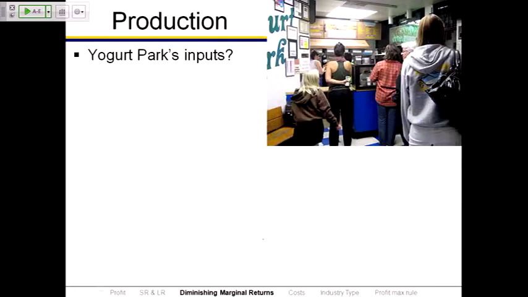Let's think about an individual firm. Now, I've been around Berkeley a long time, and the place that I go for frozen yogurt is Yogurt Park. I know, having gone into Yogurt Park, the demographics of Yogurtland are people 25 and younger, and the demographics of Yogurt Park are people 40 and over. But stick with me here. It's what I got pictures of. So let's look at Yogurt Park.